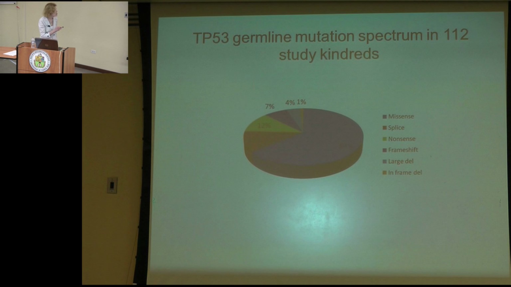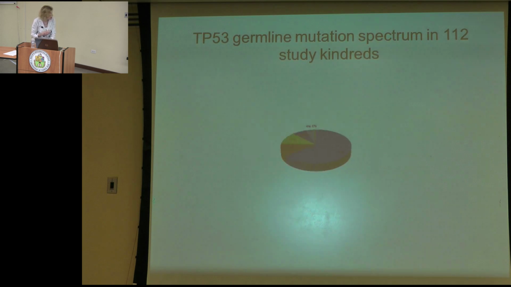When we look at the mutations in our study kindreds, like somatic tumors, most mutations are missense. About 65% of the mutations were missense, meaning it's just an amino acid substitution in the protein most often, but it means it's a DNA base change in the DNA. There's a small percentage that are splice mutations, nonsense mutations, frame shift mutations, and then a few where there are large deletions or rearrangements within the gene. This is similar to what's seen in tumors.